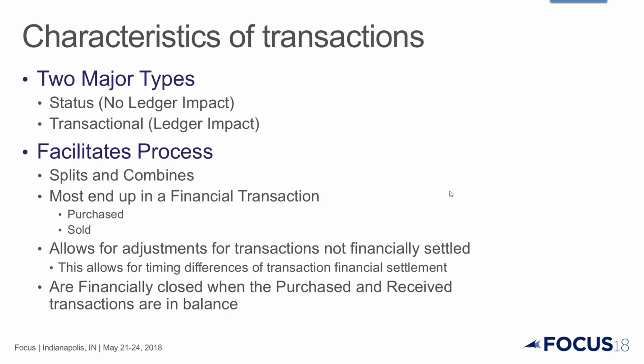So the ones that end up in financial transactions are purchased and sold. Purchase simply means it's coming in. Sold simply means it's going out. Also, the transactions allow for adjustments. And really what the adjustments are is to accommodate the timing difference between these processes.